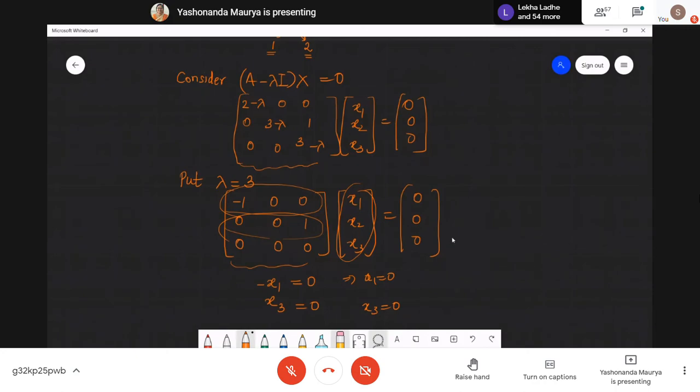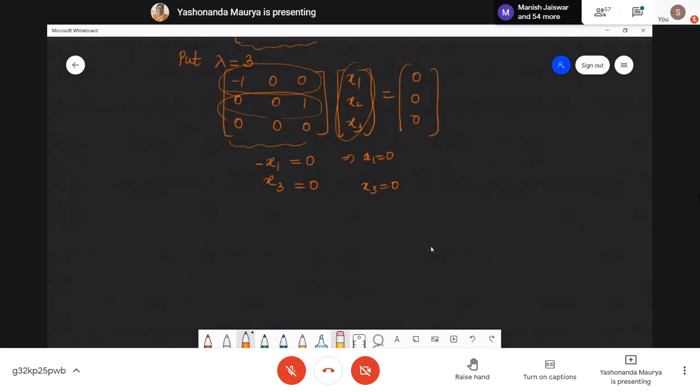We are not getting any condition on x2. It means what? x2 can take any value. In particular, let me call it as t. So now put x2 as t. Is this part clear? Yes, ma'am. Clear. ठीक है.